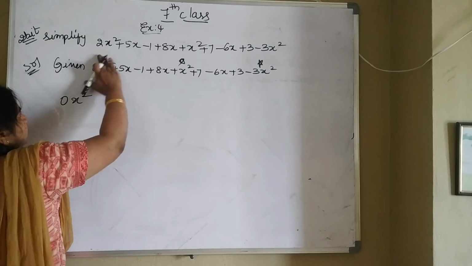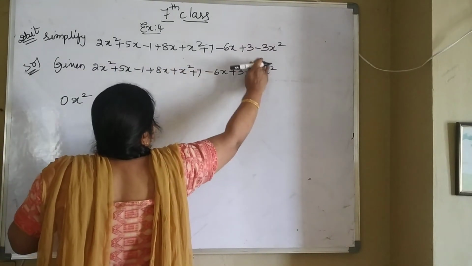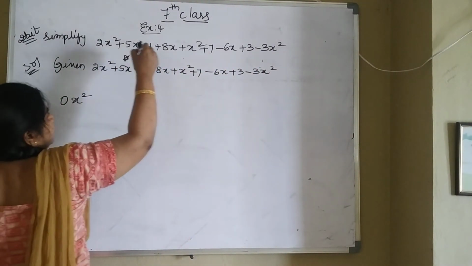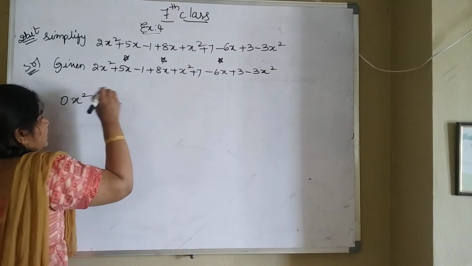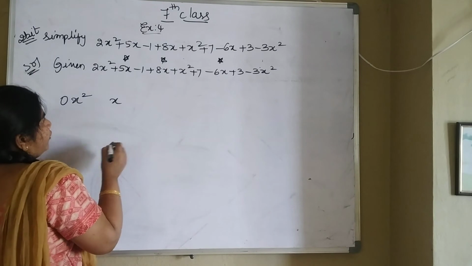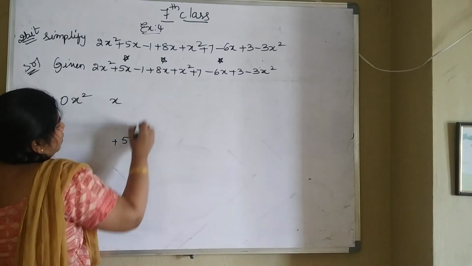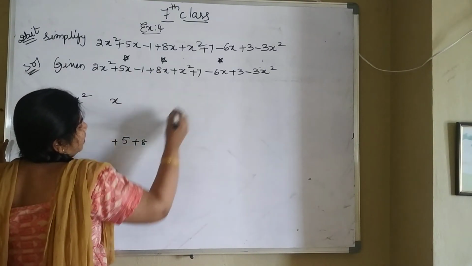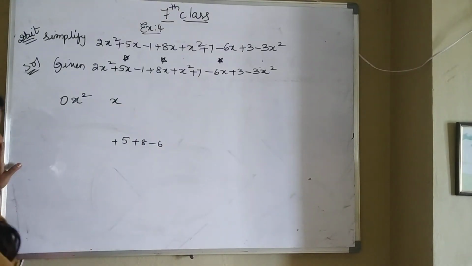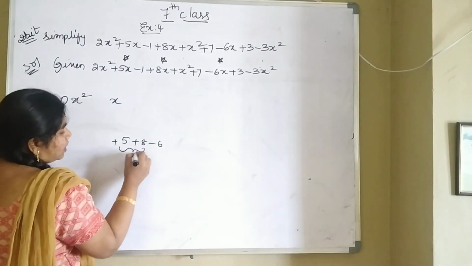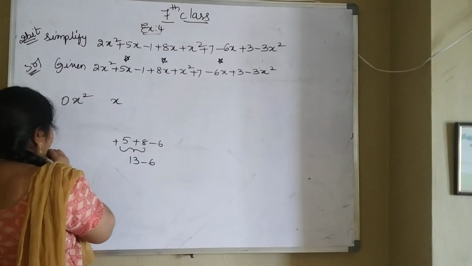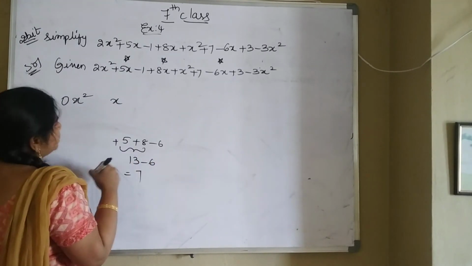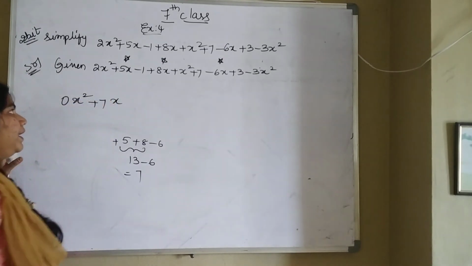Now x terms you see. What are x terms? x, x, x. So write x as it is. Now coefficients. Plus 5, plus 8, minus 6. So 5 plus 8 is how much? 13. 13 minus 6 will be equal to 7. So here plus 7x.